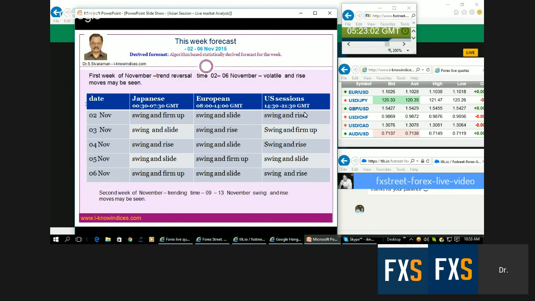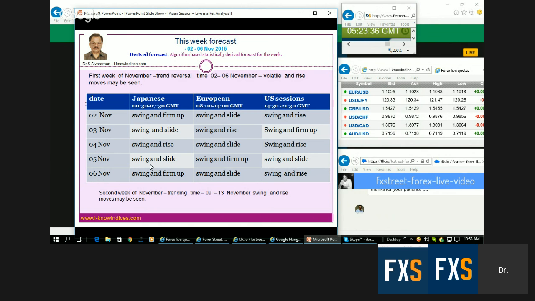That way you can identify the type of trades you can do for each of the sessions. And then tomorrow they are expected to make the slide during the Japanese session and start rising during the European session using some SQs or a trigger, and then they continue to firm up during the US session. Then again on Wednesday, they are expected to make the swing and rise during the Japanese session, and swing and slide during the European session, and then swing and rise during the US session.